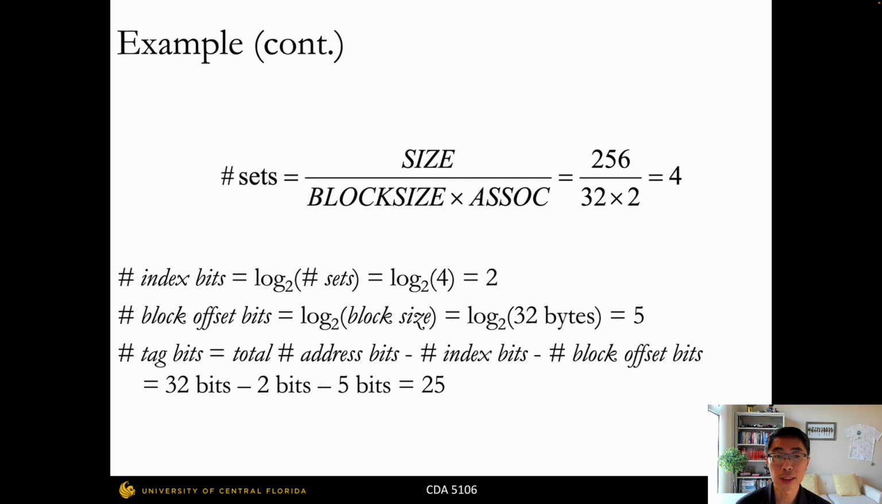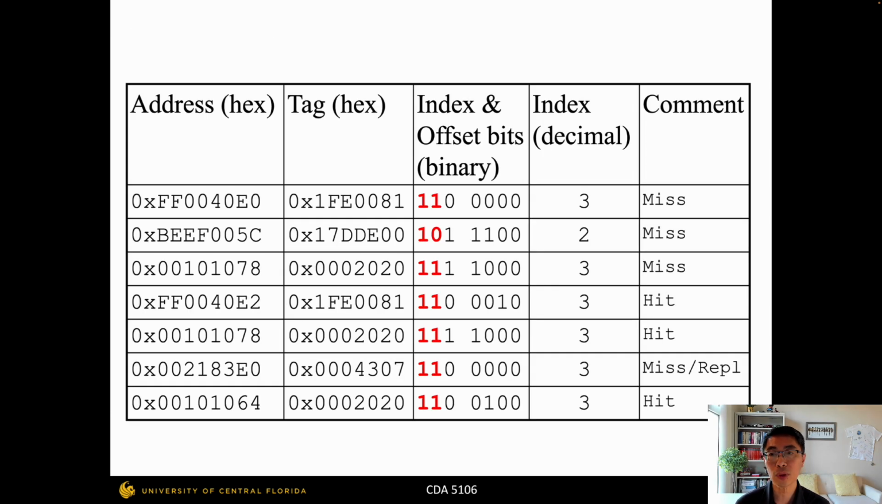The block offset bits are still the same, which is 5. And the number of tag bits has now increased: we subtract 2 and 5 from 32, and we get 25 bits. All right, so let's split the address again.